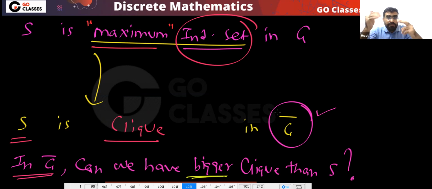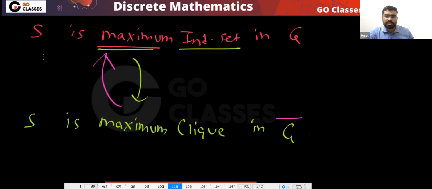If we have a bigger clique in G complement, then that bigger clique will become an independent set in G. So in G, we will have a bigger independent set, and that is the contradiction, because we are already saying that S is the maximum independent set. So this is the final conclusion: if S is the maximum independent set in G, then it will be the maximum clique in G complement. And if S is the maximum clique in G complement, then it will become the maximum independent set in G. Is this concept clear?